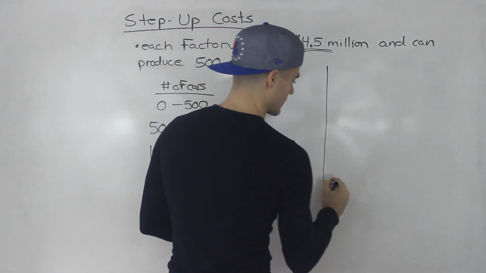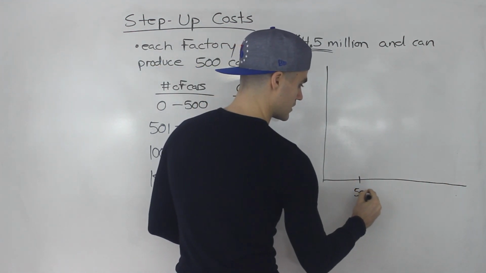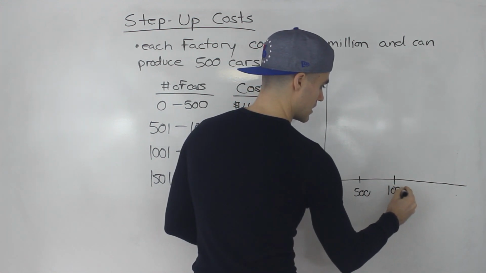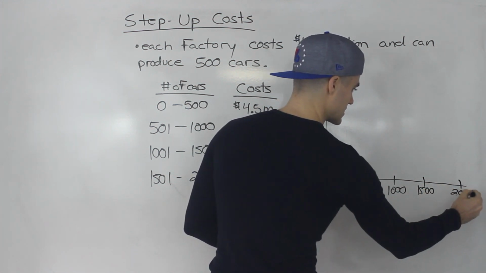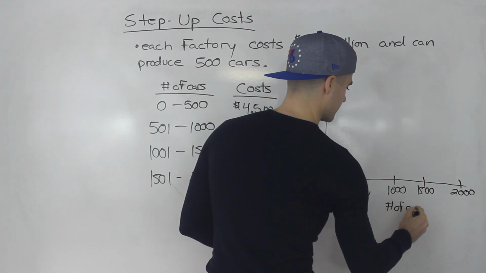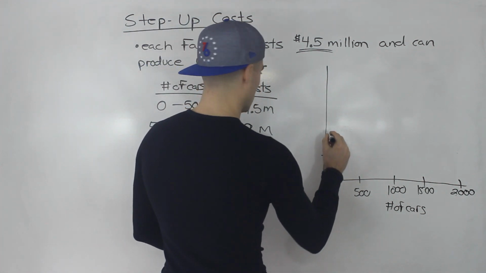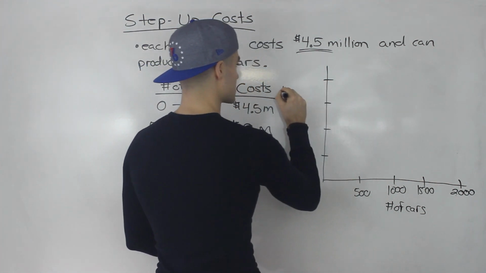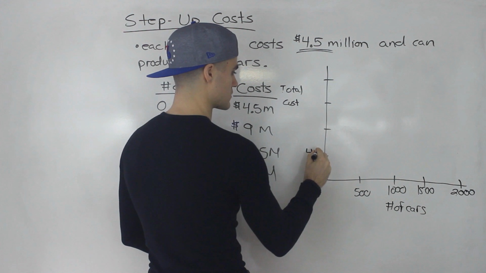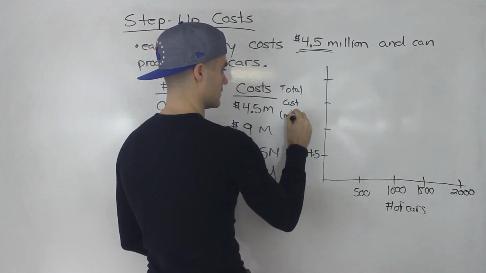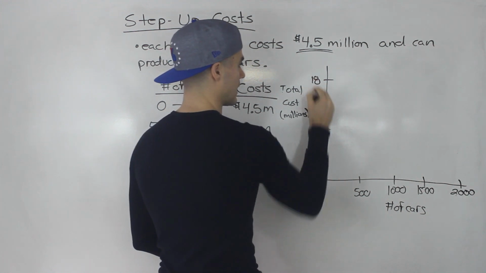And so if we graph this, I'm going to go up by 500. So this is 500, this is 1000, and we have 1500, and then 2000. So this is the number of cars. And then here is going to be our total cost. And we're going up by 4.5 million. So 4.5, this is in millions. 4.5, we have 9, we have 13.5, and then we have 18.